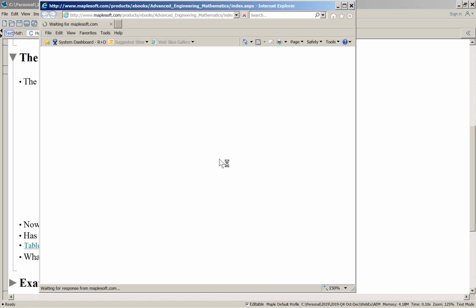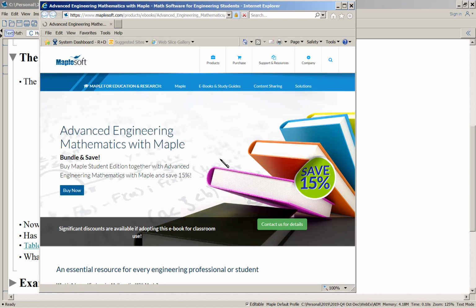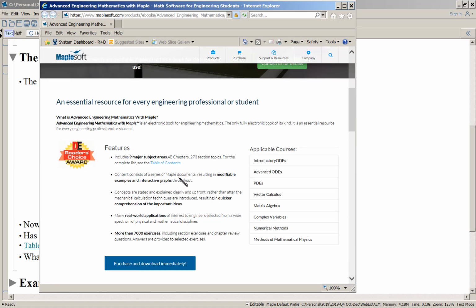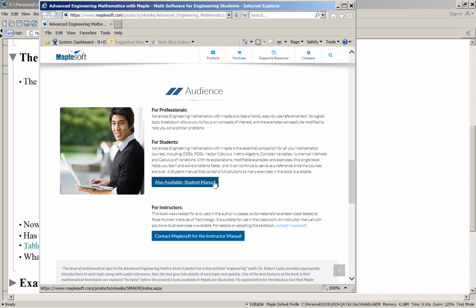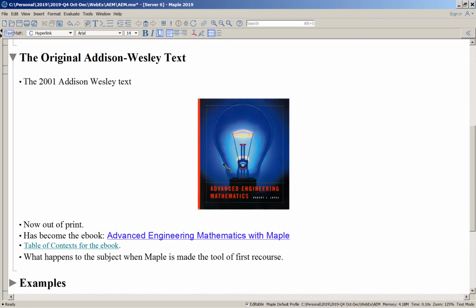Here is a page that lists properties of the book and shows where it's available. There's a student manual that contains all of the solutions worked out for which there were answers in the back of the book. So there were about 7,000 exercises in the book, and about 1/7 or a little over 1,000 of those exercises had answers in the back, and the student manual has worked out solutions for those. Oh yeah, and there was an instructor manual that contains worked out solutions for all of the examples.